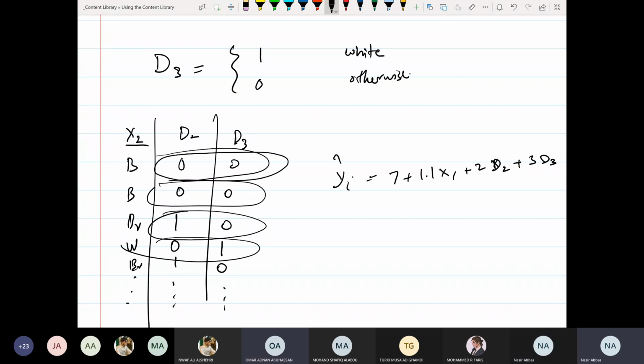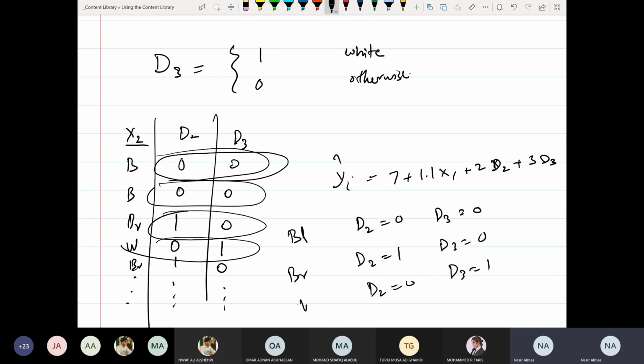Yes. So there will be 3 models inside this one. Which 3 models? One, when d2 is 0 and also d3 is 0, that will be the model for black. One, when d2 is 1 and d3 is 0, that will be the model for brown. And one, when d2 is 0 and d3 is 1, that will be the model for white. You will have 3 models inside. That's clear. Ahmad Ismail.